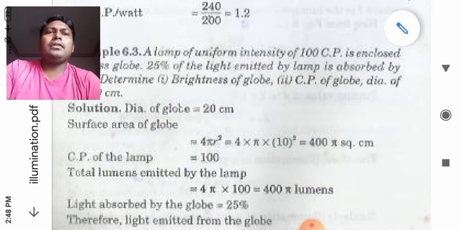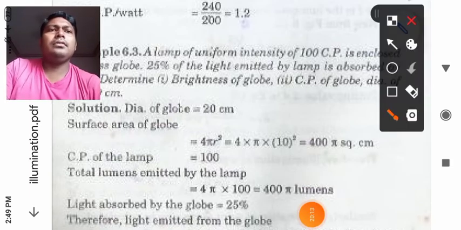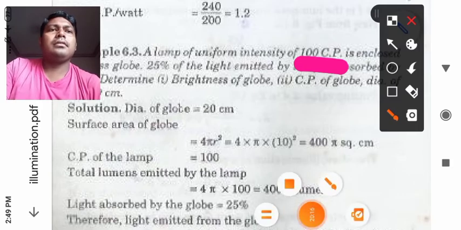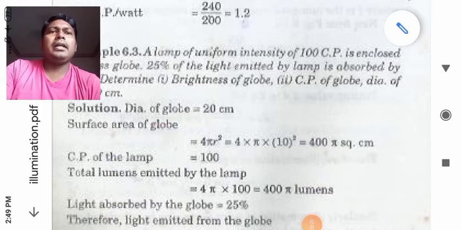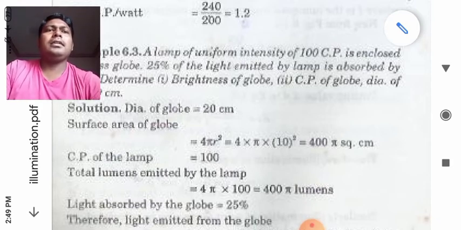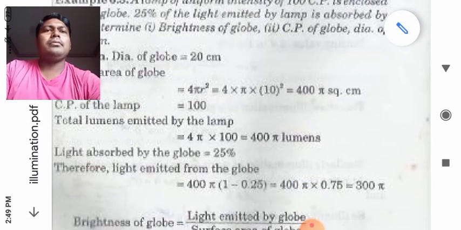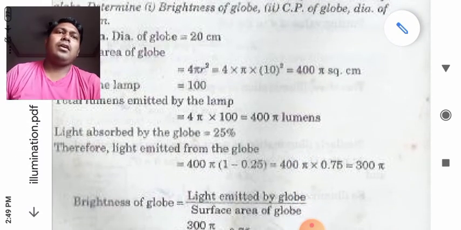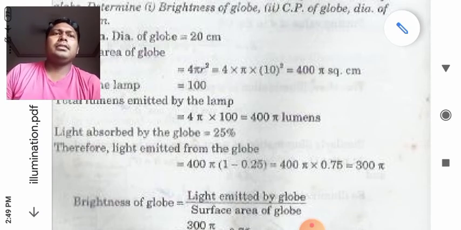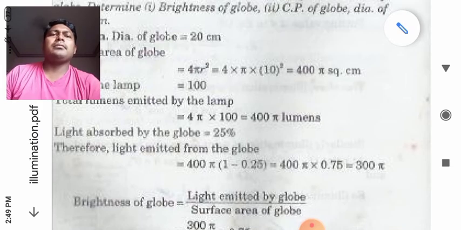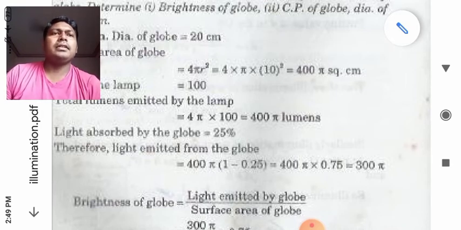Now the candle power of the lamp is equal to 100. It is already given. Now total lumens emitted by the lamp is equal to 4 pi into 100, that is equal to 400 pi lumens. Light absorbed by the globe is 25%. So out of these lights, 25% are absorbed, and therefore light emitted from the globe will be 75%. If we subtract this amount, what will the amount be? 400 pi into 1 minus 0.25, that is equal to 300 pi.